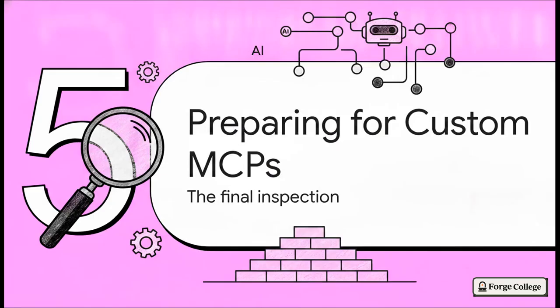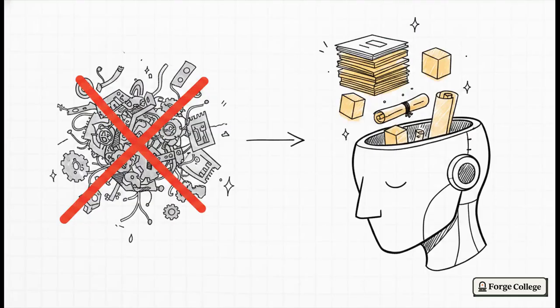And that brings us to our final section, number 5, preparing for custom MCPs, the final inspection. Building this strong structural foundation today sets us up perfectly for the future of AI development. Because here's the secret. All those standardized artifacts and provenance logs we just spent this whole explainer building, they are the absolute essential inputs for designing custom model context protocols, or MCPs.